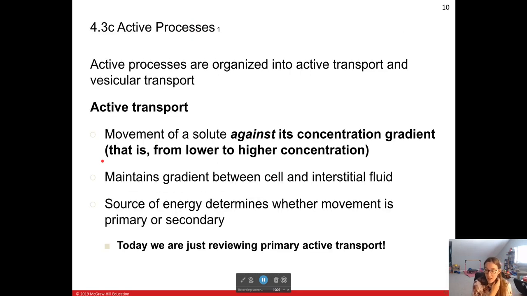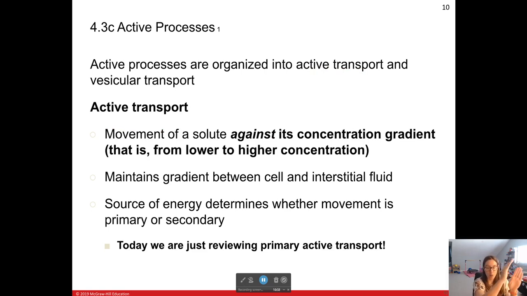All right, so that was passive transport. Now we're going to do a little review of active transport. We're going to talk about active transport without vesicles first, and then we'll move into vesicular transport at the very end of this. Active transport without vesicles is the movement of a solute against its concentration gradient, or up its concentration gradient. This is from an area of lower concentration to higher concentration.